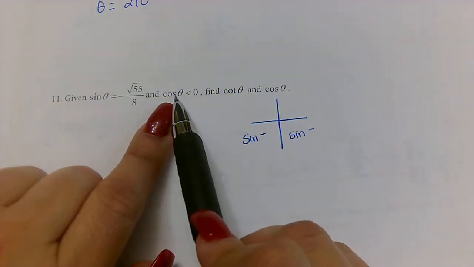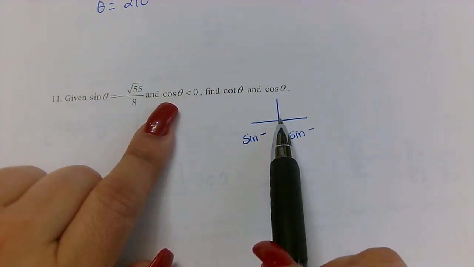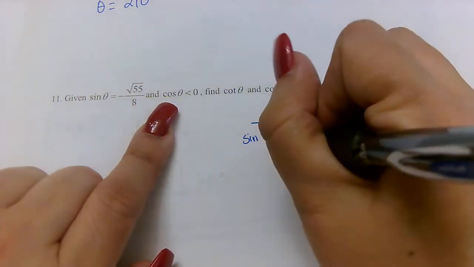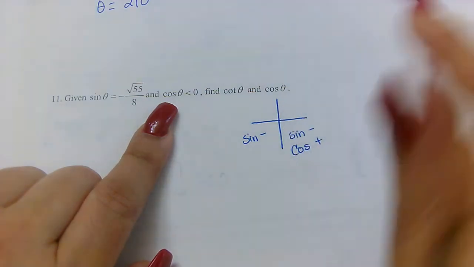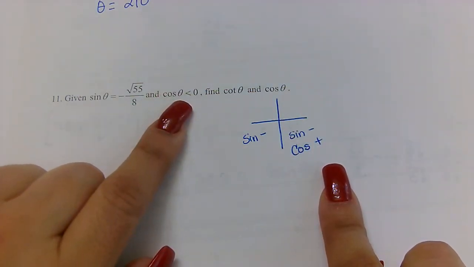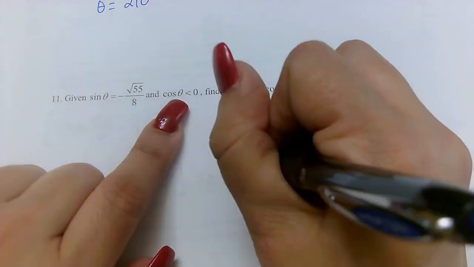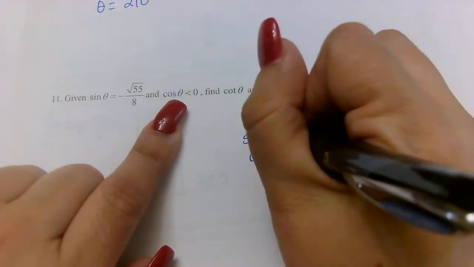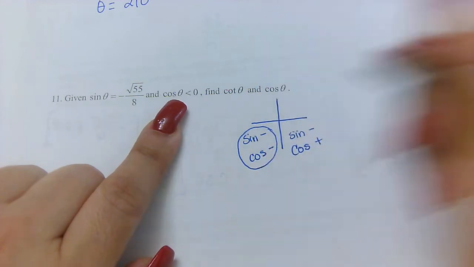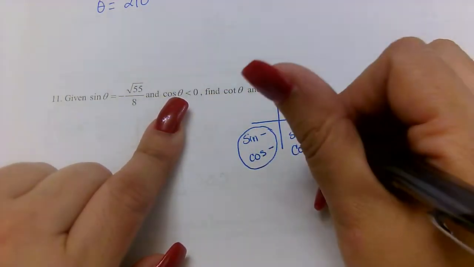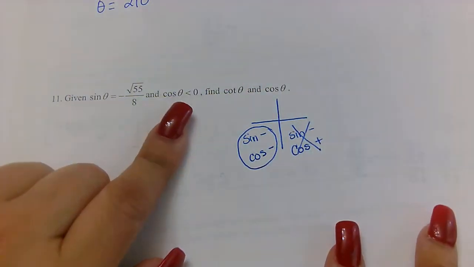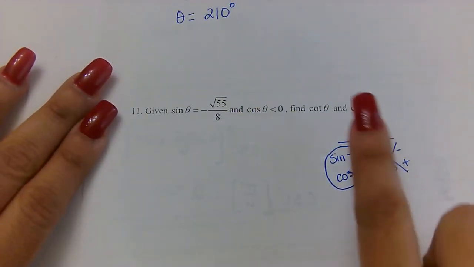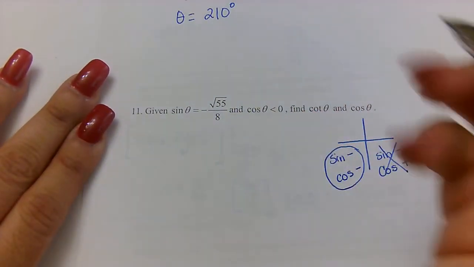So cosine is x. If I go into quadrant 4, cosine is actually going to be positive. So I would say cosine is positive here, but the requirements say that cosine has to be negative. Well, cosine is negative in quadrant 3. So we're going to be in quadrant 3. We won't be in quadrant 4. Okay, so let's go ahead and go back and find cotangent.